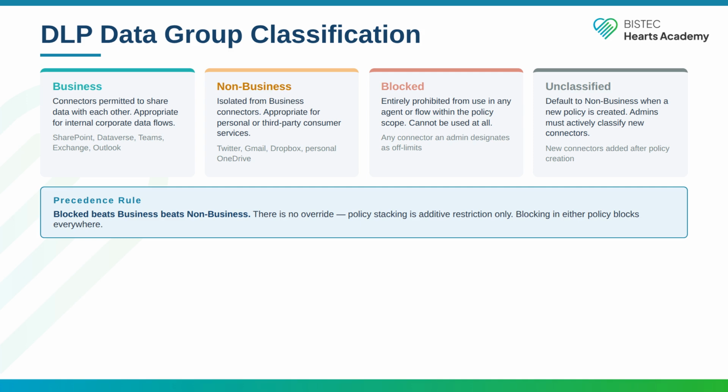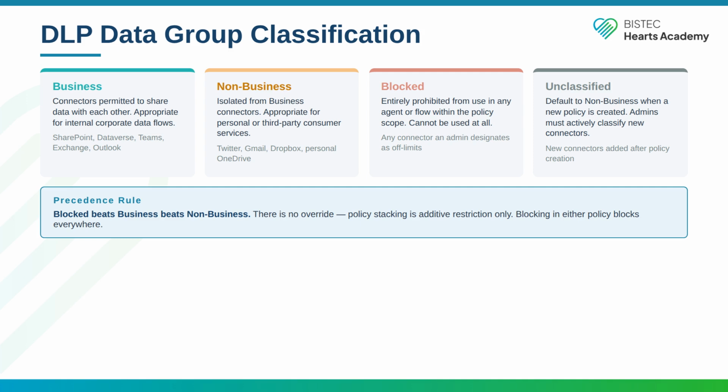Unclassified is the critical default state, and it is the group that creates ongoing maintenance work. Any new connector added to the Power Platform connector catalog after a policy is created defaults to non-business. This means a connector published a month after your policy was created lands in the non-business group silently. You must actively monitor for new connectors and classify them intentionally. This is not a one-time exercise. It is a recurring administrative responsibility.